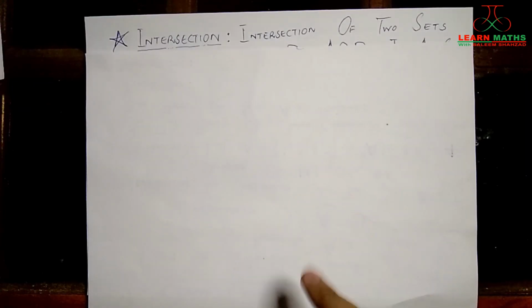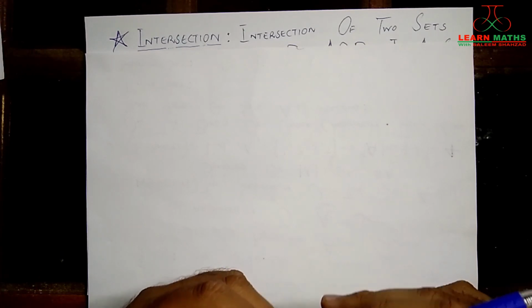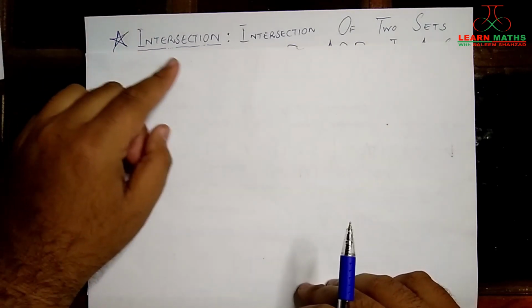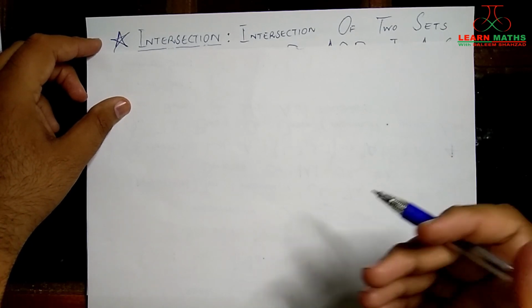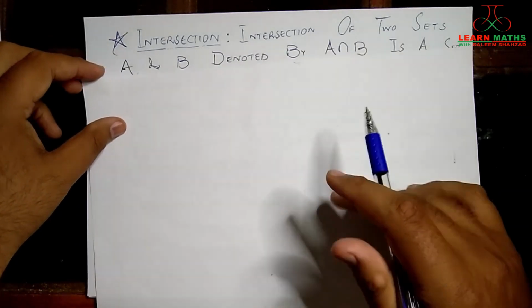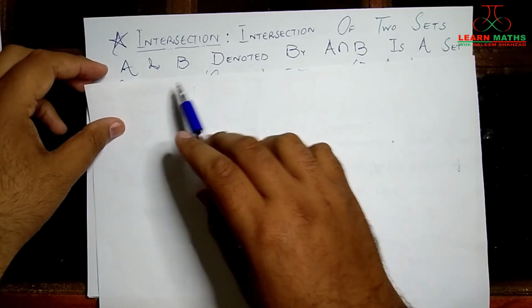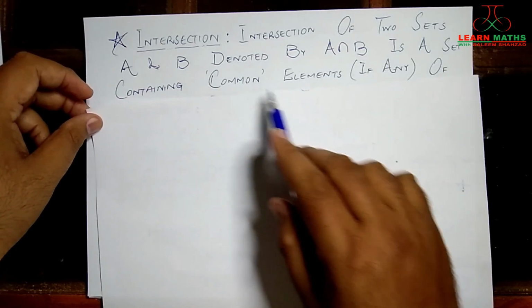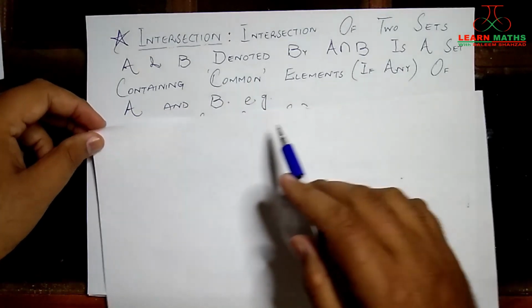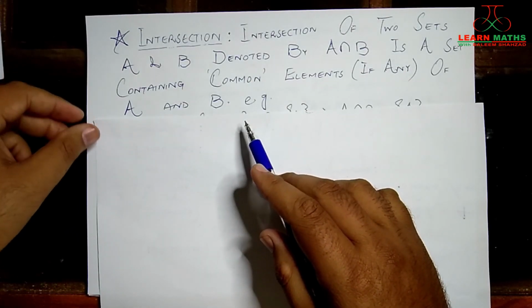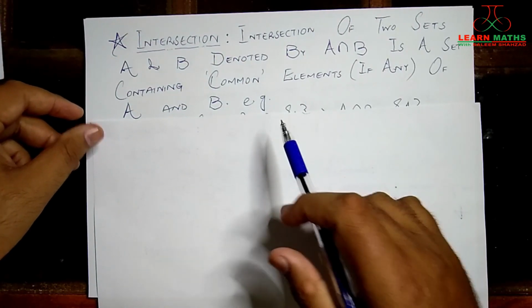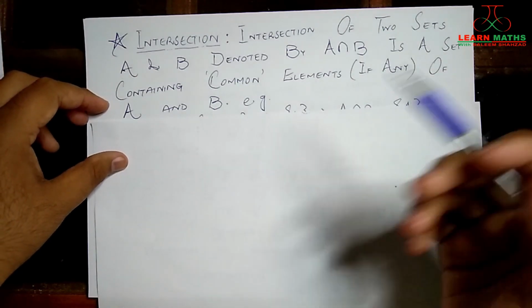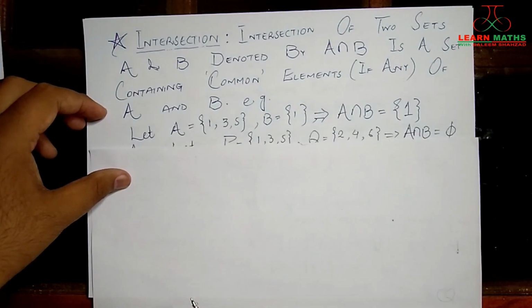Okay, the next very important operation that we are going to talk about is the intersection of two sets or more than two sets. The intersection of two sets A and B, denoted by A intersection B, is a set containing the common elements, if any, of A and B. So it just gives us the common elements of those two or more than two sets. Let us take an example.